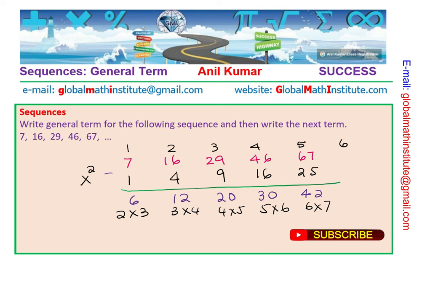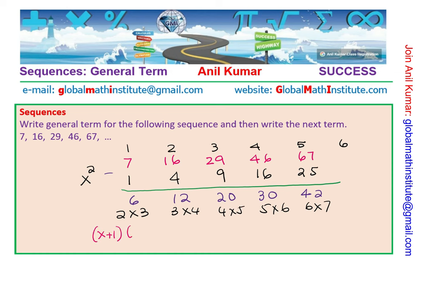Now, in terms of the term number, 2 is 1 more than 1. So I could write this as x plus 1 times x plus 2 in general. If I put 2 plus 1, we get 3, 3 plus 1, we get 4. So it is the product of these consecutive numbers. When you add that to x squared, you get your general term. And therefore, combining the two, we get our general term.